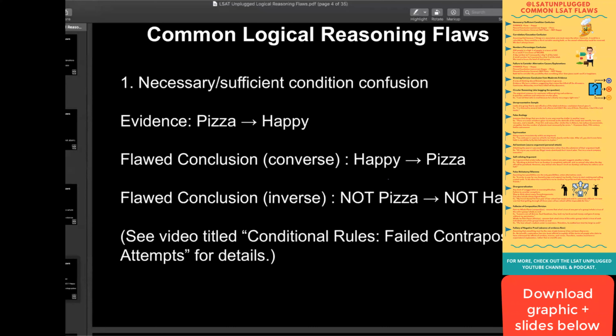So that's the quick two minutes on that. I've got a video that goes into this in more depth called Conditional Rules, Failed Contrapositive Attempts, and it's in the Logic Games Foundation section of the course, lesson number 3.